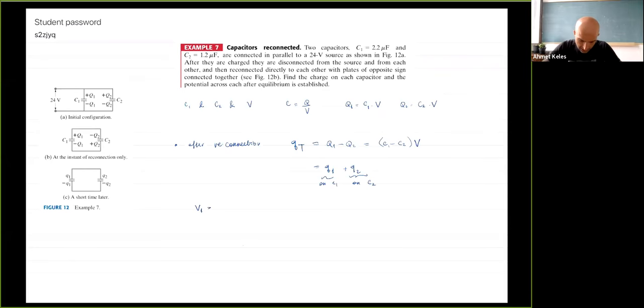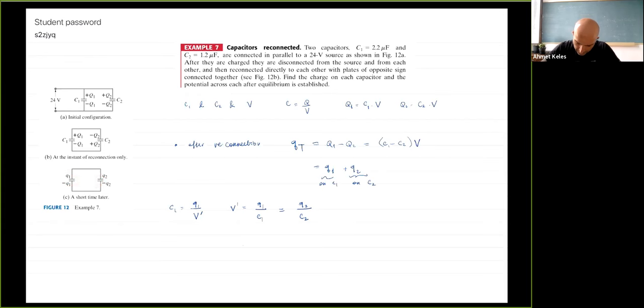V1, the voltage across the first one, is equal to Q1 divided by C1. Oh, sorry, maybe I should be careful here. Let me call this V prime, because this one is different from this V. Then V prime is equal to Q1 divided by C1, and this should be equal to Q2 divided by C2, because when they are reconnected, these guys are in parallel. The voltage difference here is the same as the voltage difference here.